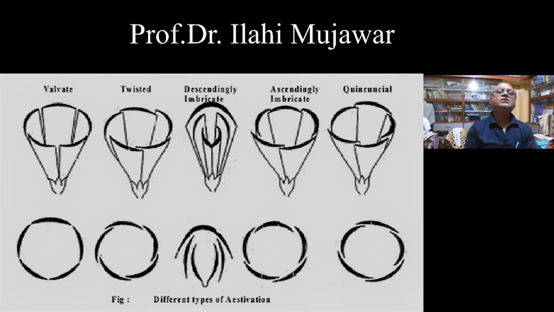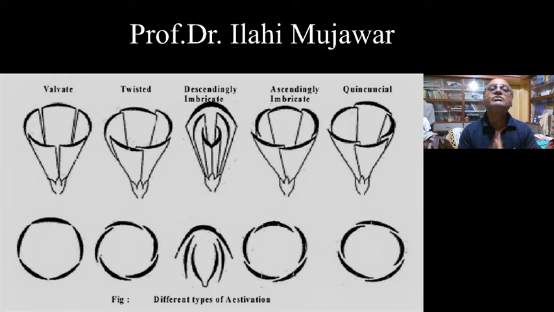So first, in the first diagram, we look at the valvate type of the estivation. In the valvate type of estivation, the sepals or petals do not overlap each other. That means they are arranged side by side and in front of each other in this way. So it is called the valvate type of the estivation.